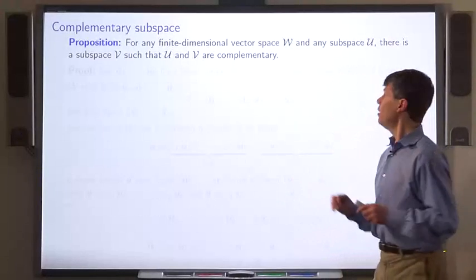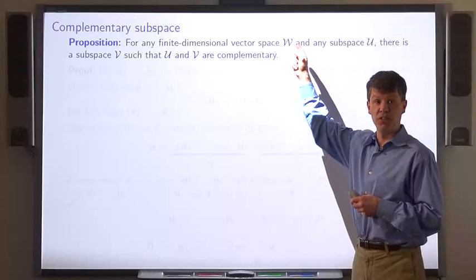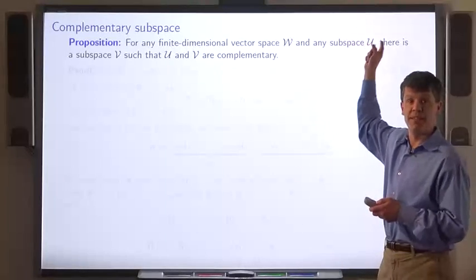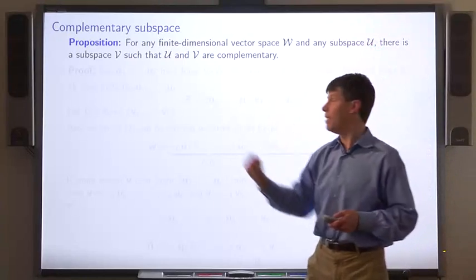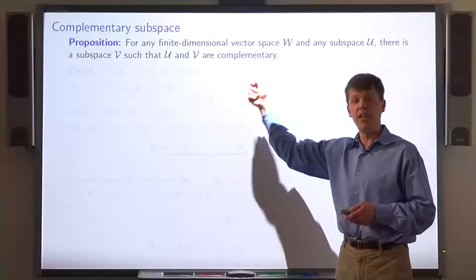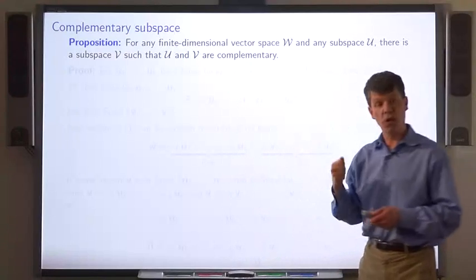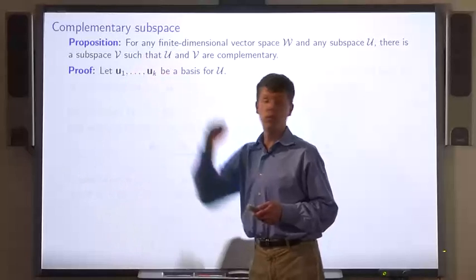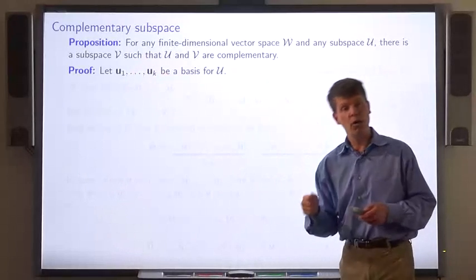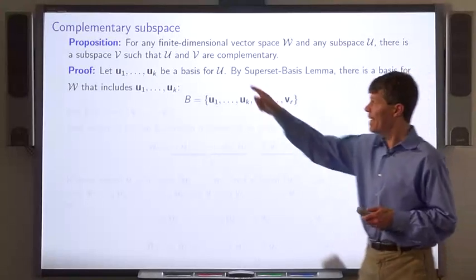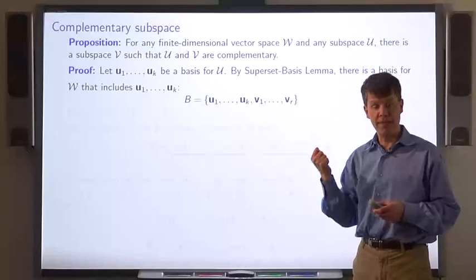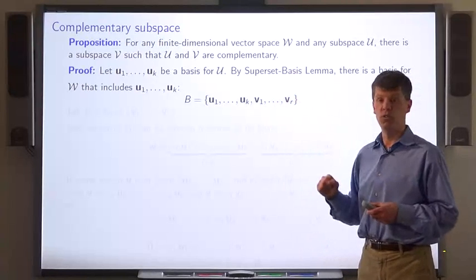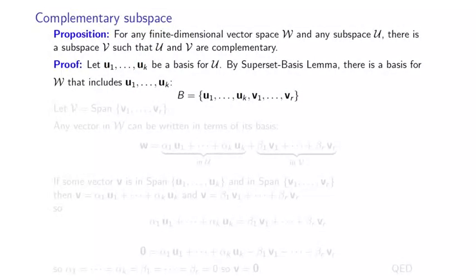We'll prove that for any finite dimensional vector space, big W, and any subspace, big U, there's another subspace, big V, such that U and V are complementary subspaces. We start with a basis for big U. Let's say U1 through Uk form a basis for big U. Now, by the superset lemma, we can extend that basis to be a basis for big W by adding some vectors, let's say V1 through Vr. Now let's define big V to be the span of these extra vectors V1 through Vr.